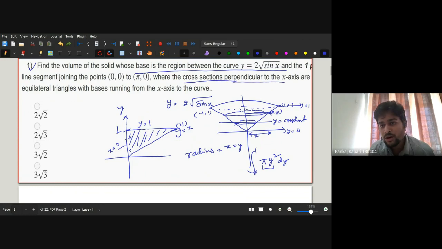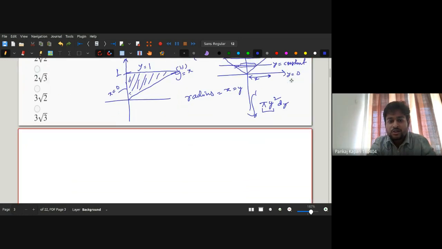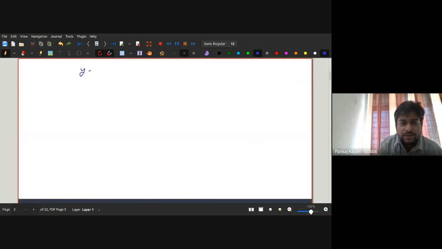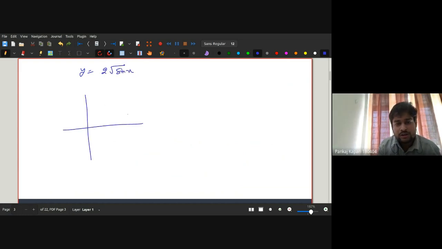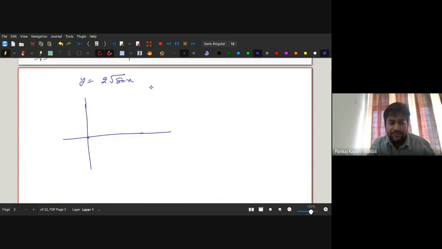The cross sections perpendicular to the x-axis are equilateral triangles. We assume there is some curve given by the equation y = 2 root sin x. If you want, you can draw an approximate curve. At x equal to 0, sin 0 is 0, so you are at the origin. At x equal to pi, y is also 0, and for an in-between point, pi by 2, sin pi by 2 is 1, which gives you 2. So let's say this is your 2, and the curve is like this.